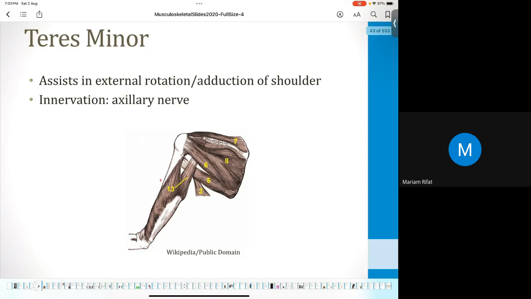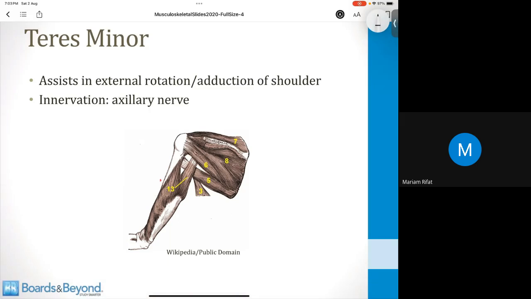The next muscle which we are going to discuss is teres minor, right? So you can see the teres minor here. This is your teres minor muscle. What's going to be the function of teres minor? As you guys can see here, which one is this? This is your teres minor, okay? Not this. So teres minor is going to cause adduction of the shoulder.